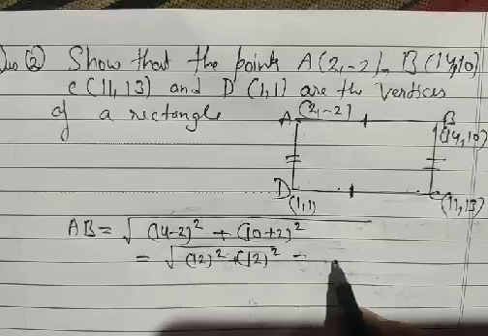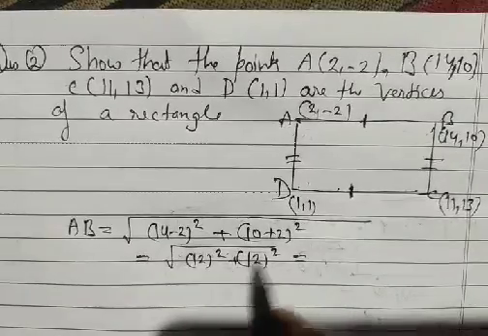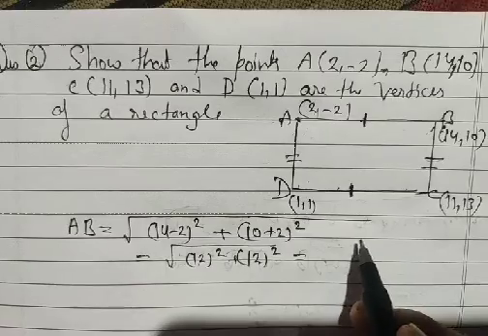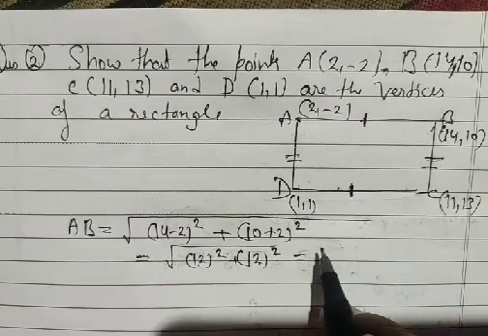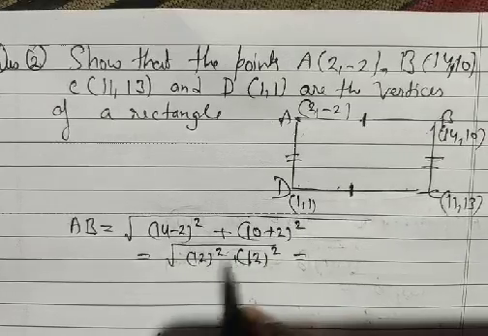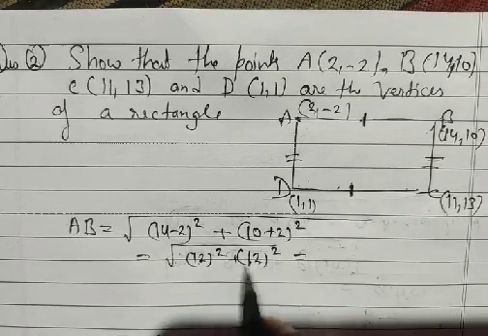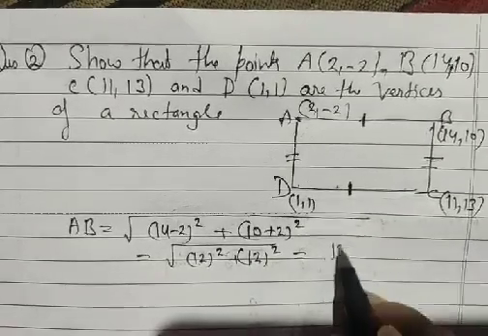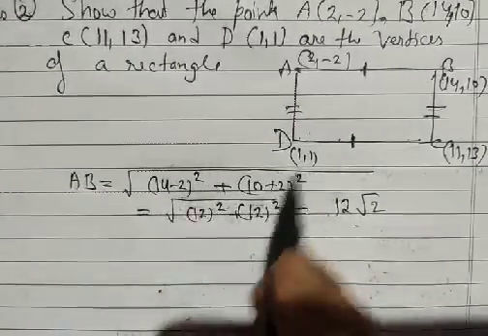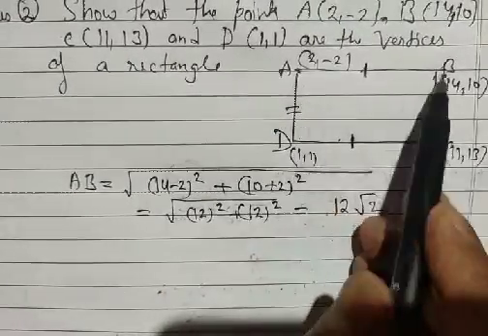Then after solving, what do we get here? 144 plus 144, it's 2 times 144. When we take the square root of this, we get 12 square plus 12 square, it's 2 times 12 whole square. Taking the square root, we get 12 under root 2. We get AB here.